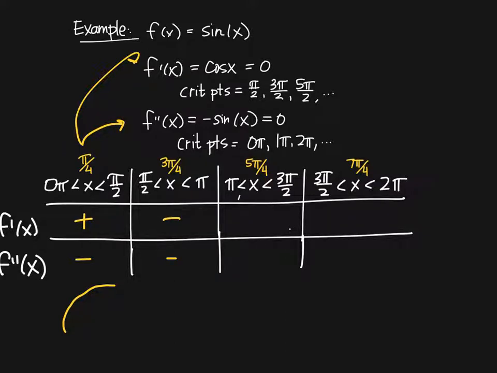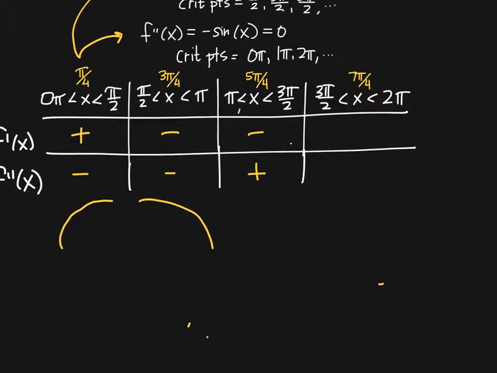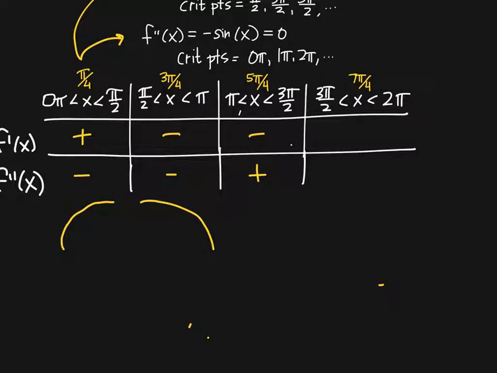Negative, negative. That tells me that the graph is going down and it has a negative concavity, so it's going to look like that. For the next shape of the graph, I plug 5π/4 in, I get negative and I get positive. That tells me the shape of that graph is going to be going down with a positive concavity shape.